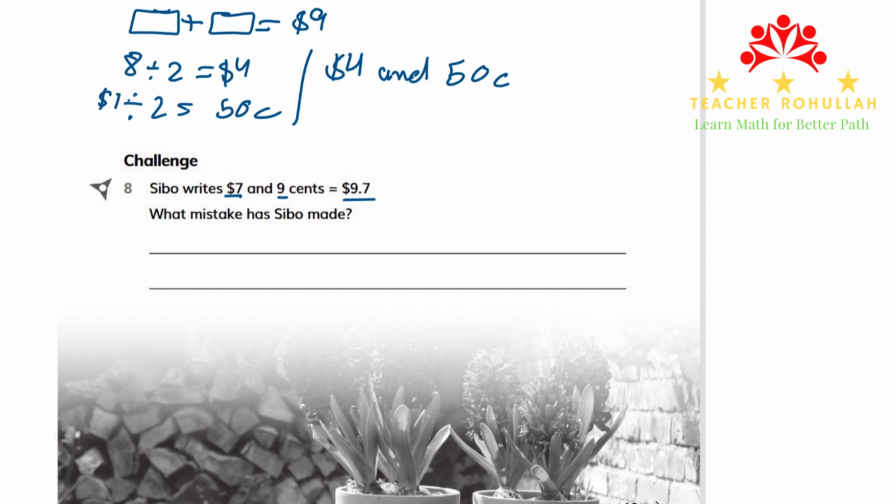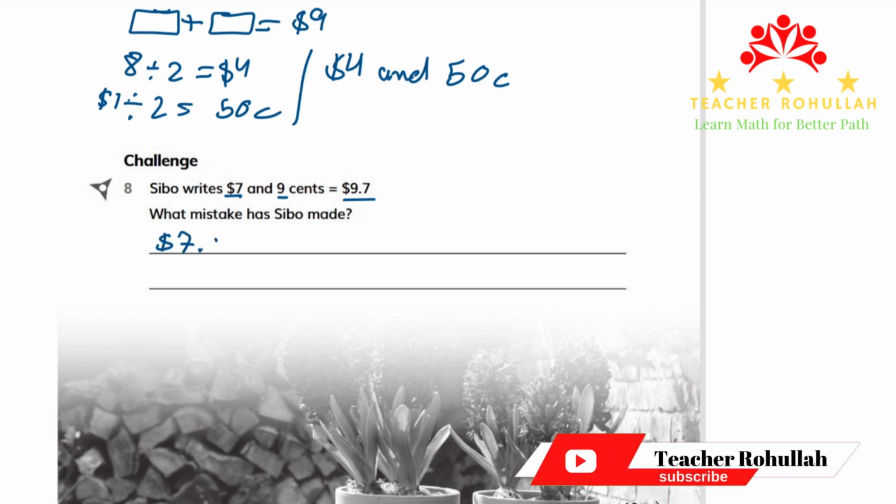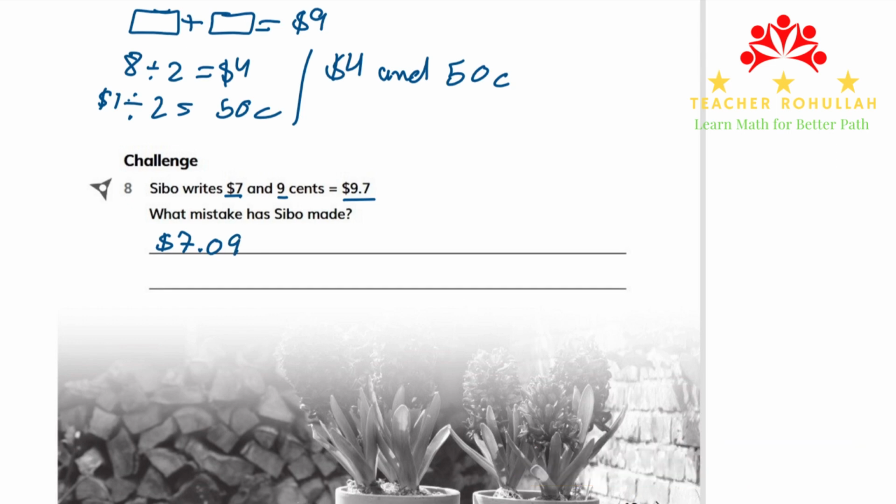And as I mentioned previously, 9 cents is 9 out of 100, not 9 out of 10. So to write it correctly, we have to write $7.09. 9 out of 100, not 9 out of 10. So we have to put a placeholder 0 to the right of the decimal point and then write 9. This is the correct way of writing $7.09.